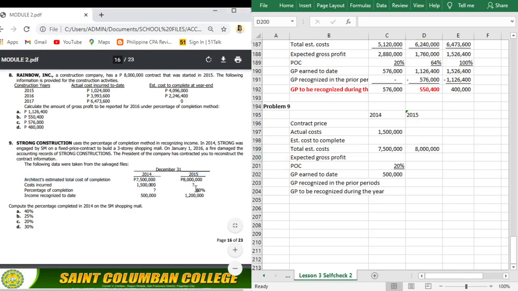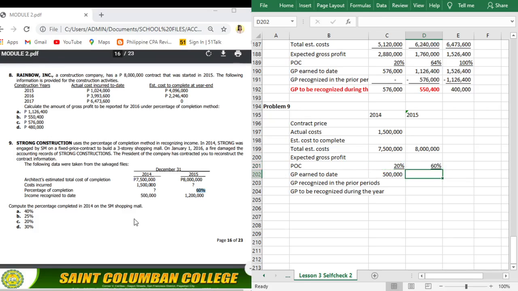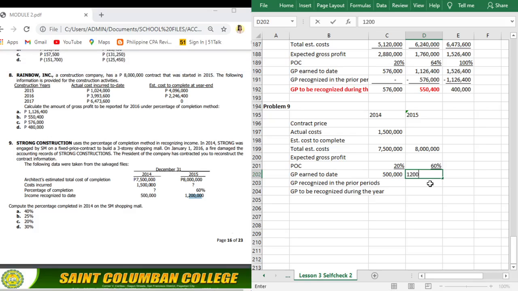Next, for 2015, architect's estimated total cost of completion, we have 8 million. And then, naa ay percentage of completion nga, 60%. Next is, naa ay income recognized to date nga, 1,200,000. Okay, so pwede ra ako ipangutana sa exam is either sa mga missing fields. So usually class, usual nga pangutana kay ang nawala na sa 2014. Now to get the 2014, you are to start first with the 2015.